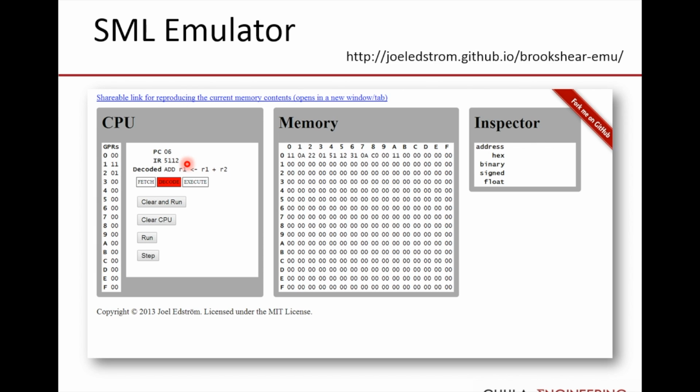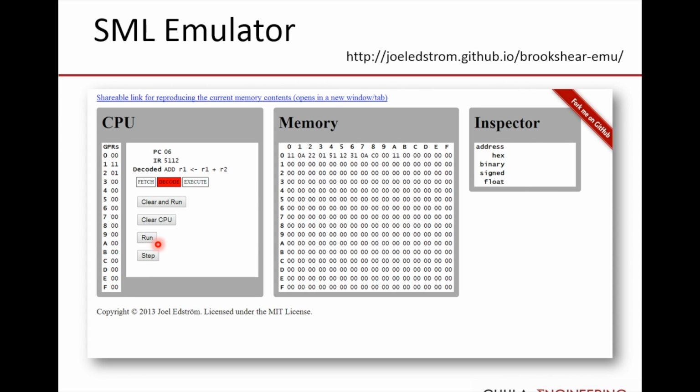The instruction register contains 5112, which means this instruction is an addition instruction. It will add the values in register 1 and register 2 together and store the result in register 1. And this shows that the CPU is in the decode step of the machine cycle. On the left side, it shows the current content inside the registers from register 0 to register F.